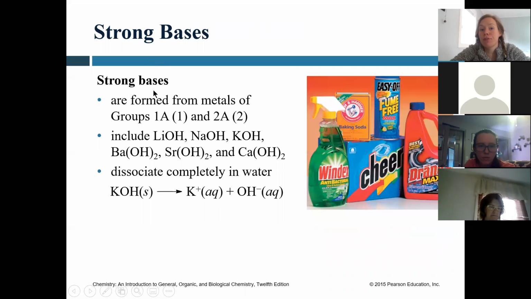Same thing is true for bases. Okay, there are strong bases and there are weak bases. Anything that is formed with group 1A or 2A, so that's like lithium, sodium, calcium, magnesium, all those in column 1 and column 2, those are all going to be strong bases. So potassium hydroxide dissociates completely. A lot of cleaning supplies are really strong bases.